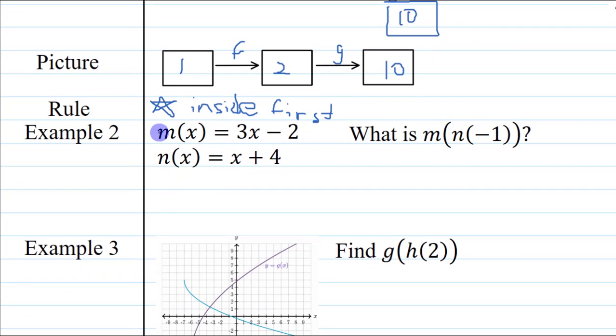So we have m and n. These are the two functions. What is m of n of -1? So what I want you to do right now is pause the YouTube video and solve this on your own. Alright, you've unpaused the video, you want to see how this works.